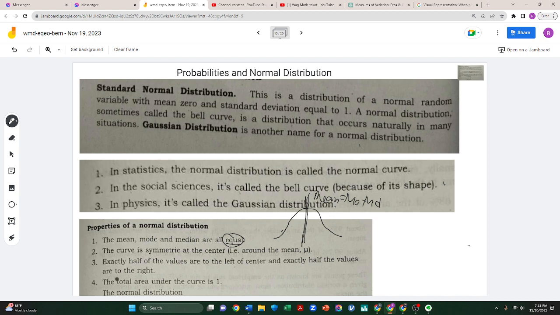The third: exactly half of the values are to the left of the center and exactly half of the values are to the right. So this is the left and the right. So 50% of the values are equally divided. Okay? Because all of this is 100% of the total distribution of the dataset.